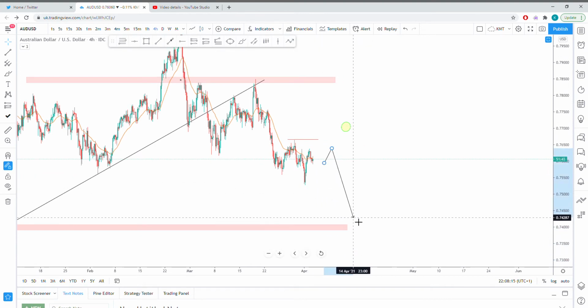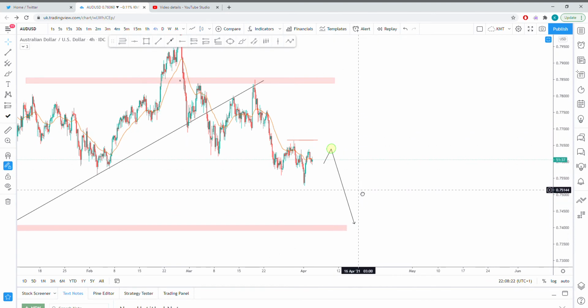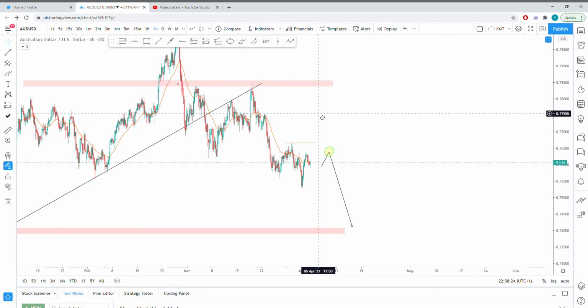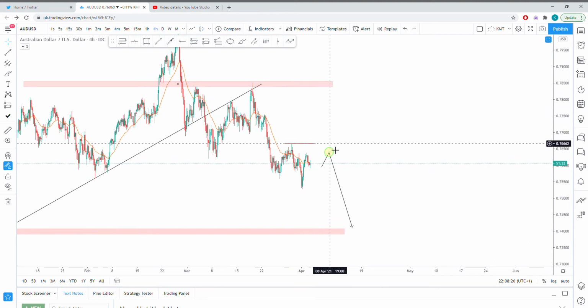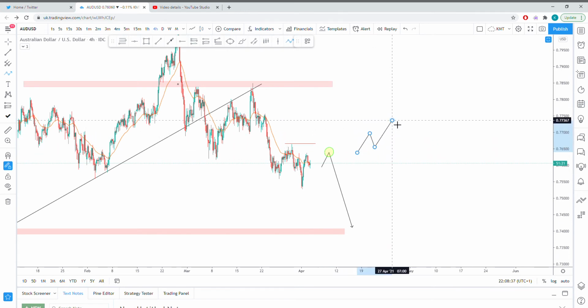And we could look at 0.74 as a zone to see price reject. But the other scenario is that if price manages to push higher than this, then we could expect price to have some sort of progression move like this and then have that sell off.